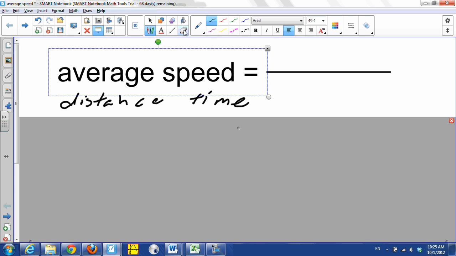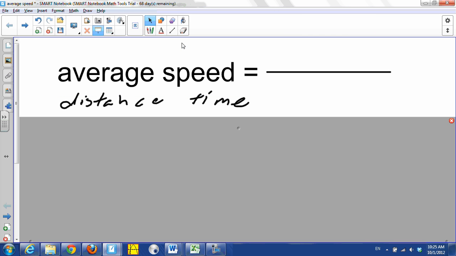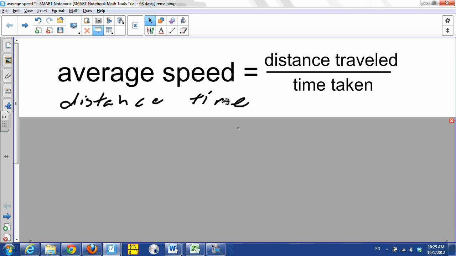Now, I'm going to get rid of those two words actually. To calculate average speed, you simply take the distance that was traveled and you divide it by the time it took. That's all you do. Distance traveled divided by the time it took. Now that formula is going to make a lot more sense hopefully in a few minutes.